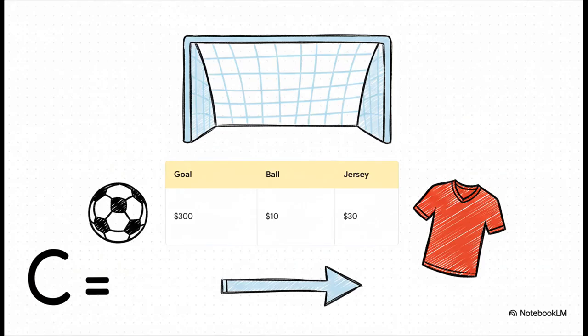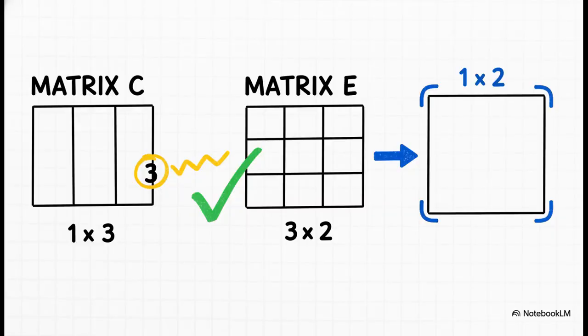Next up, we create a cost matrix. Let's call it matrix C. This one is just a single row with the cost for a goal, a ball, and a jersey all lined up. This makes it a 1 by 3 matrix. Now for the magic. We're going to multiply C times E. But first, let's double check our rule. Matrix C is a 1 by 3, and matrix E is a 3 by 2. See? The inner dimensions are both 3, so they match. It's gonna work. And our final answer will be the outer dimensions, a 1 by 2 matrix. 1 row, 2 columns, a perfect spot for each team's total cost.